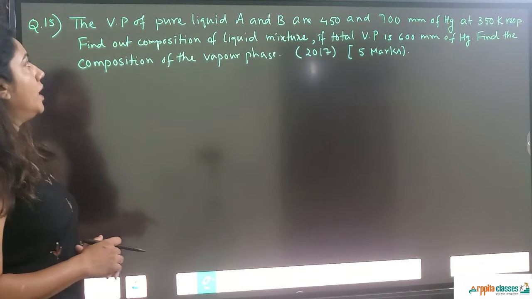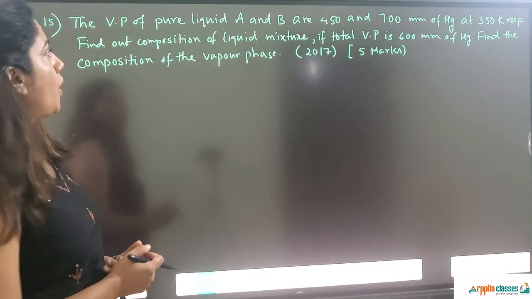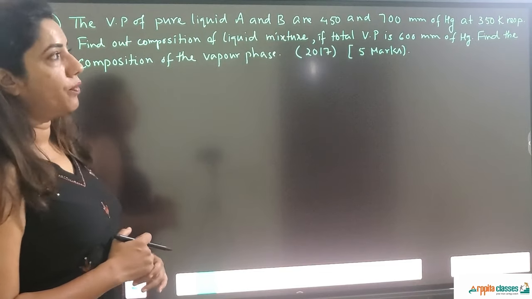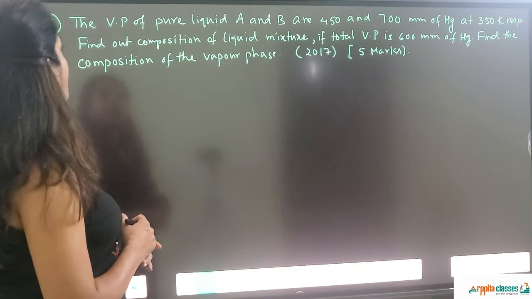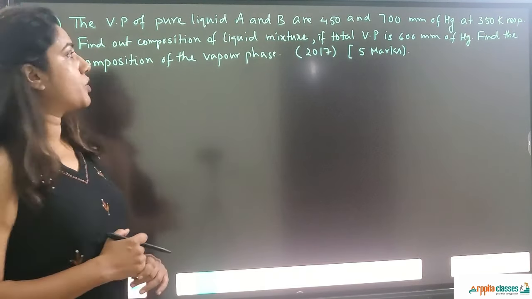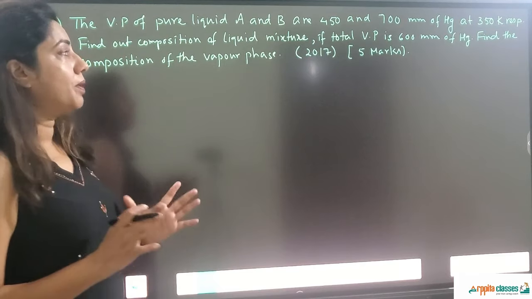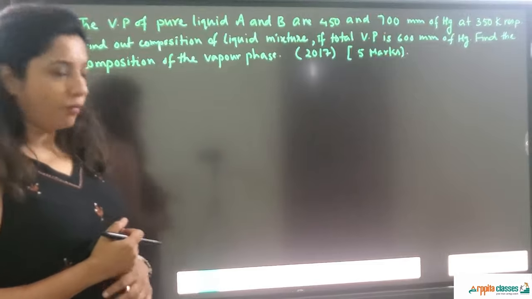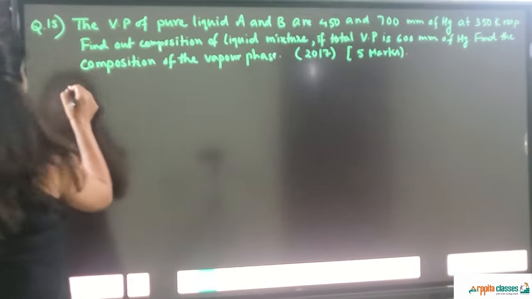Question number 15. It says that the vapor pressure of pure liquid A and B are 450 and 700 mm of Hg at 350 Kelvin respectively. Find out the composition of the liquid mixture. If total vapor pressure is 600 mm of Hg, find the composition of the vapor phase as well. The question has come in 2017 and it was of 5 marks. So first we'll write down the given information.